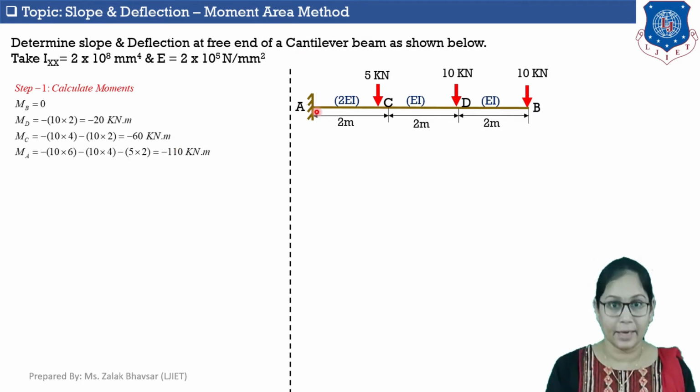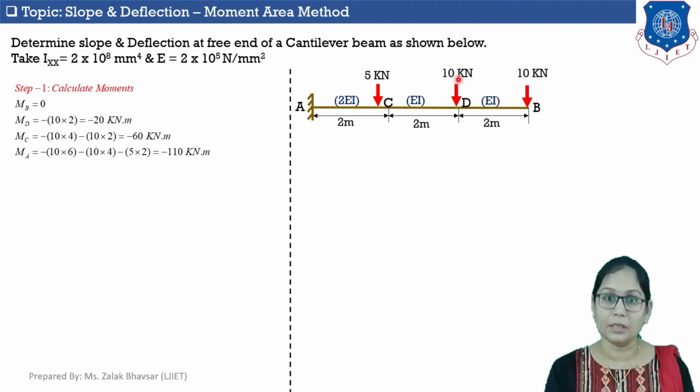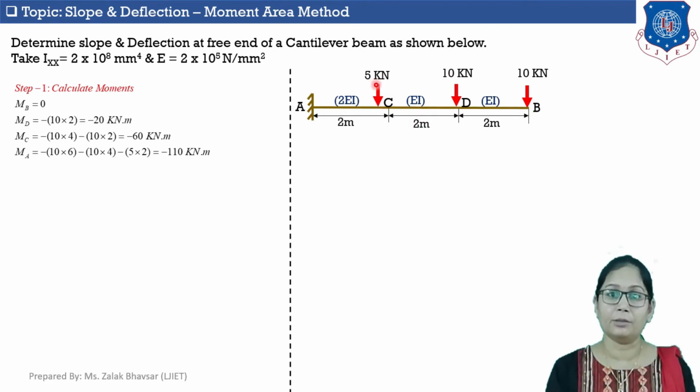Now moment at A. So all this 3-point load will generate clockwise moment about point A. Moment of this 10 kilonewton load about point A is 10 into 6. Now moment of this 10 kilonewton load about point A is 10 kilonewton into 4. And moment of this 5 kilonewton load about point A is 5 into 2. So total moment at point A is equal to minus 110 kilonewton into meter.